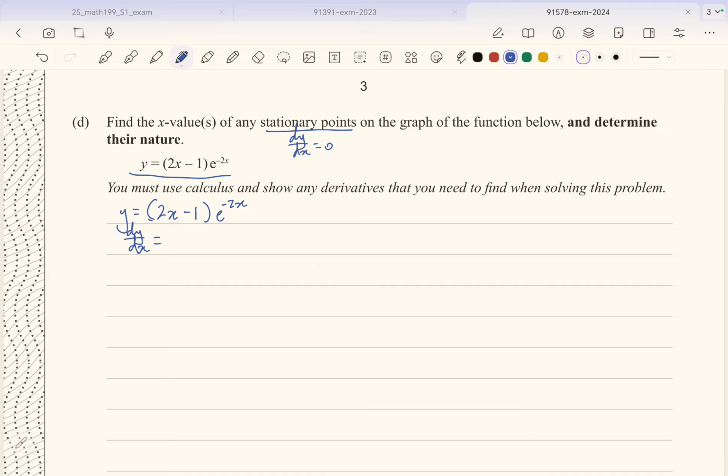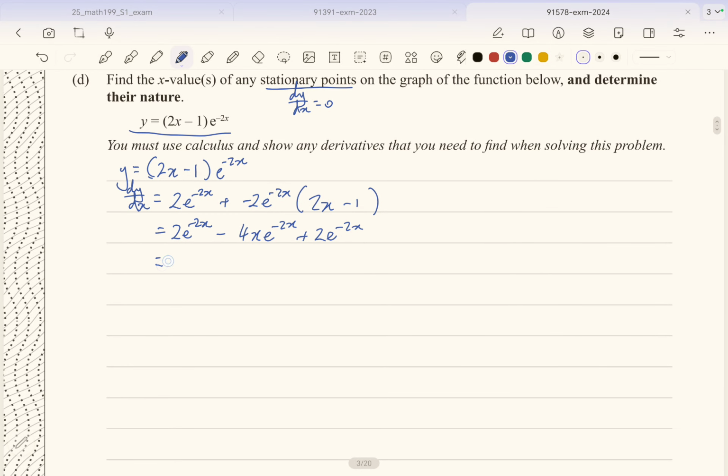We have two functions of x, so we're going to use product rule. We differentiate the first function, multiply by the second function, and we're going to add the derivative of the second function, which becomes negative 2 e to the negative 2x, multiplied by the first function, which is 2x minus 1. That becomes 2 e to the negative 2x minus 4x e to the negative 2x plus 2 e to the negative 2x.